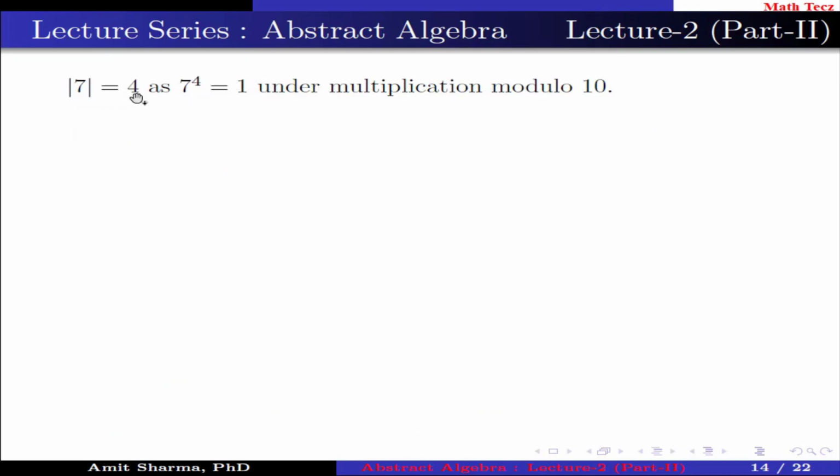The order of 7 is equal to 4 because 7 raised to the power 4 equals 1 under multiplication modulo 10. The order of 9 is 2 because 9 square is equal to 1 under multiplication modulo 10.